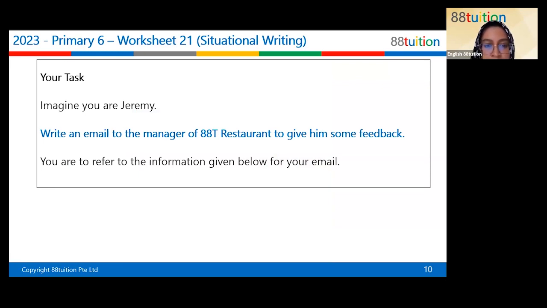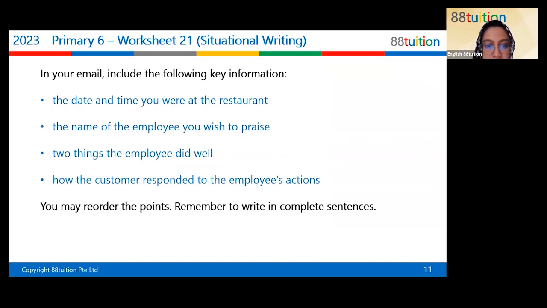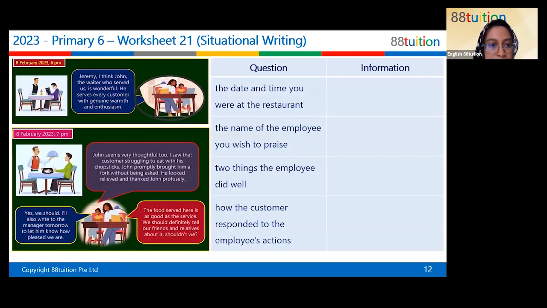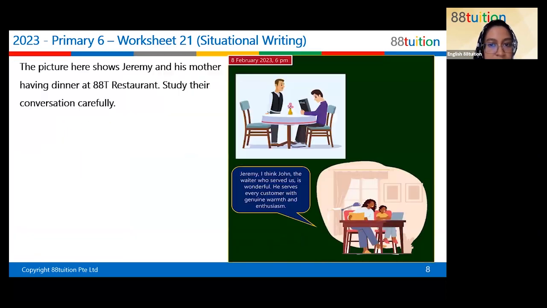So now you've got to imagine that you're Jeremy. Then you've got to write an email to the manager of 880 restaurant. So this is what you're writing, to give him some feedback. So basically, feedback can also be positive here. So you refer to the information here for the email. The date and time you were at the restaurant. Name of the employee. Two things the employee did well. How the customer responded to the employee's reactions. Okay, so hang on. So this was the conversation.